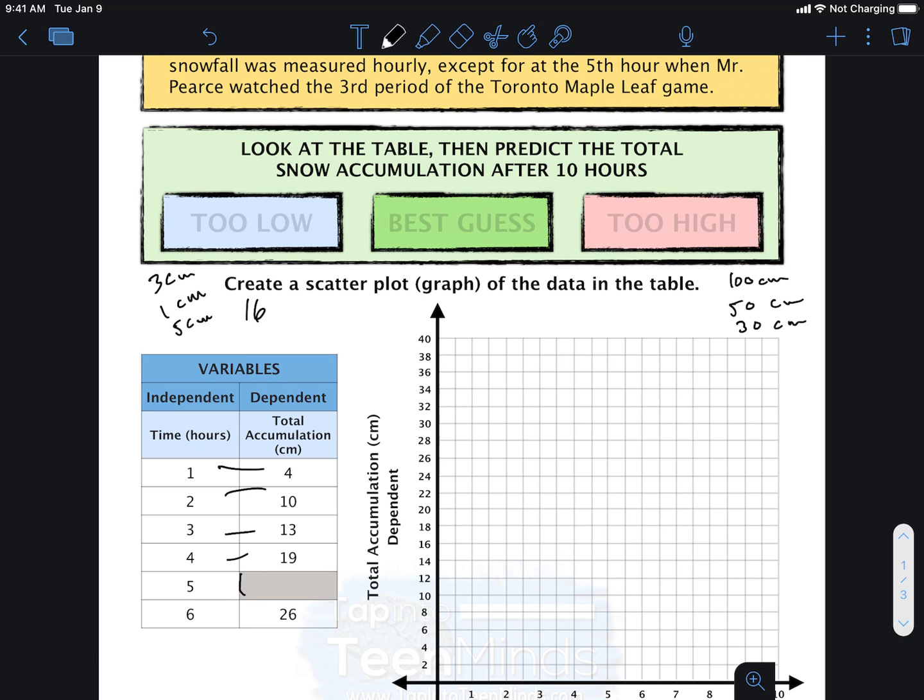Are you looking at the chart? I am. Total accumulation or per hour? Per hour. No, per hour. I already answered the question. Oh, sorry, guys. You're right. It is total accumulation. It is total. Are you adding centimeters onto every single one of those numbers? Yeah, I'm adding to it.